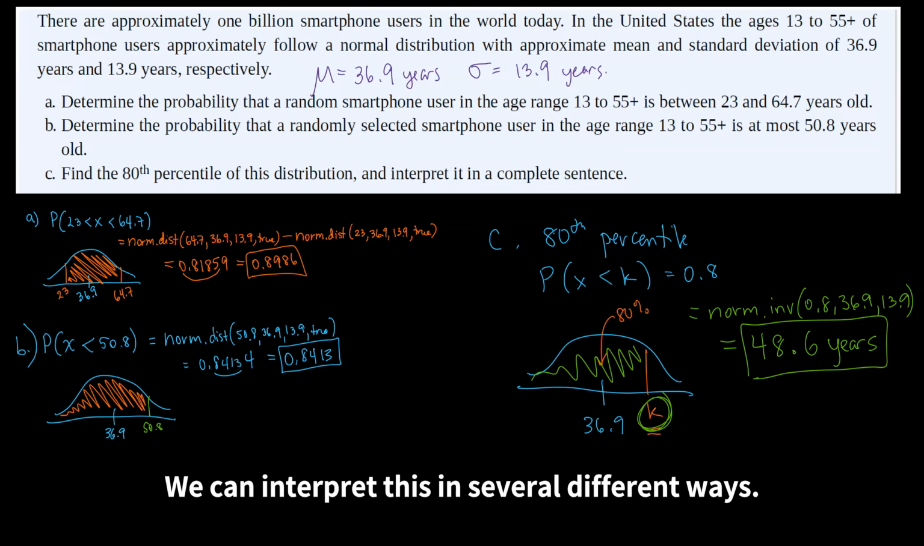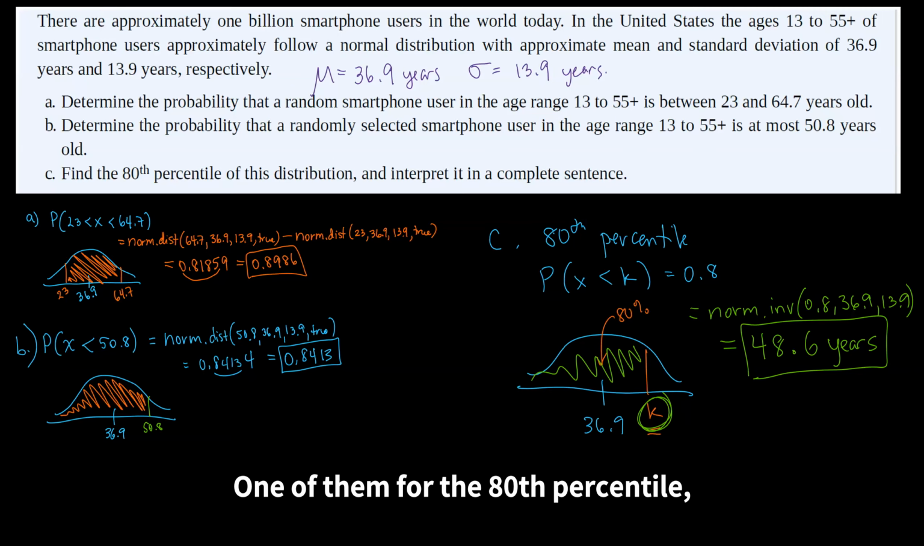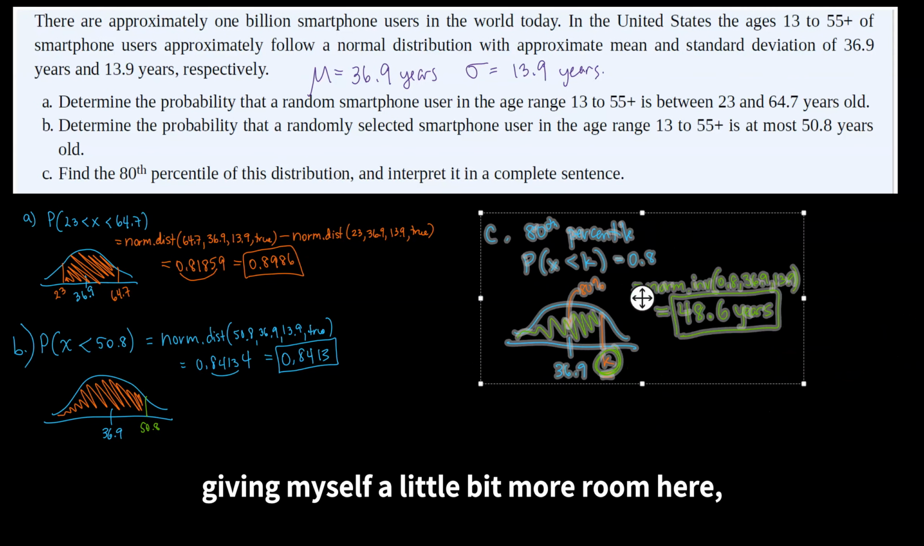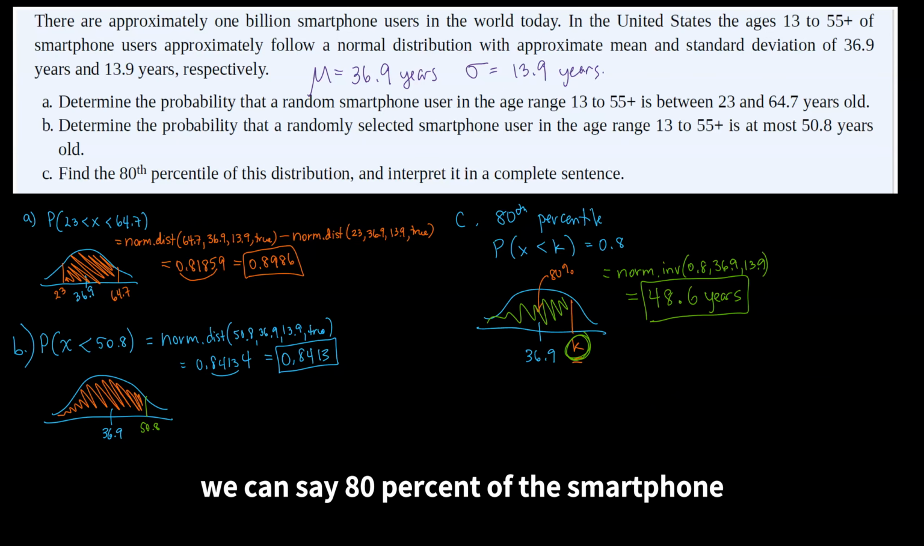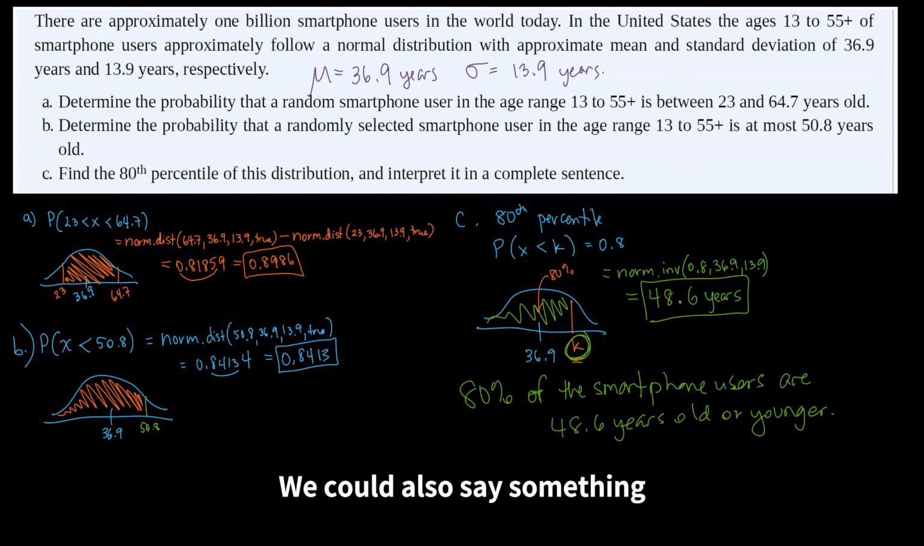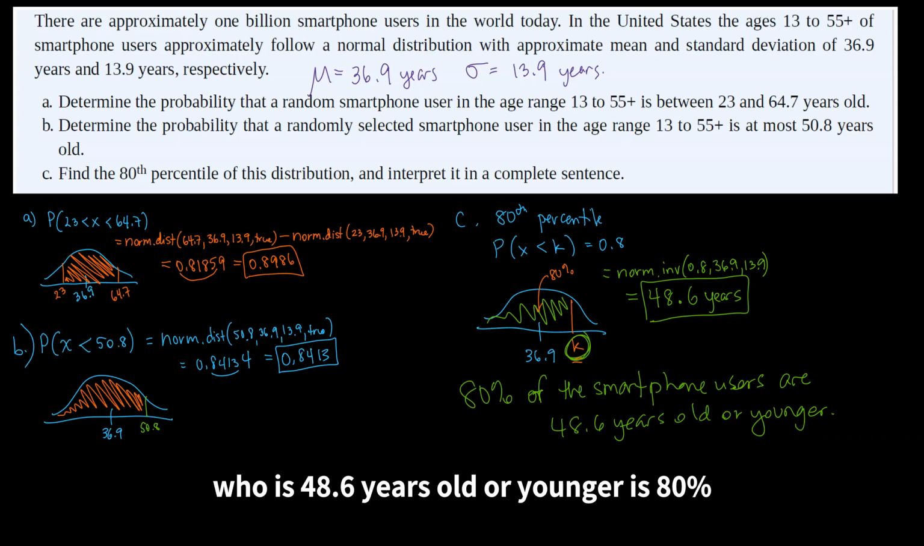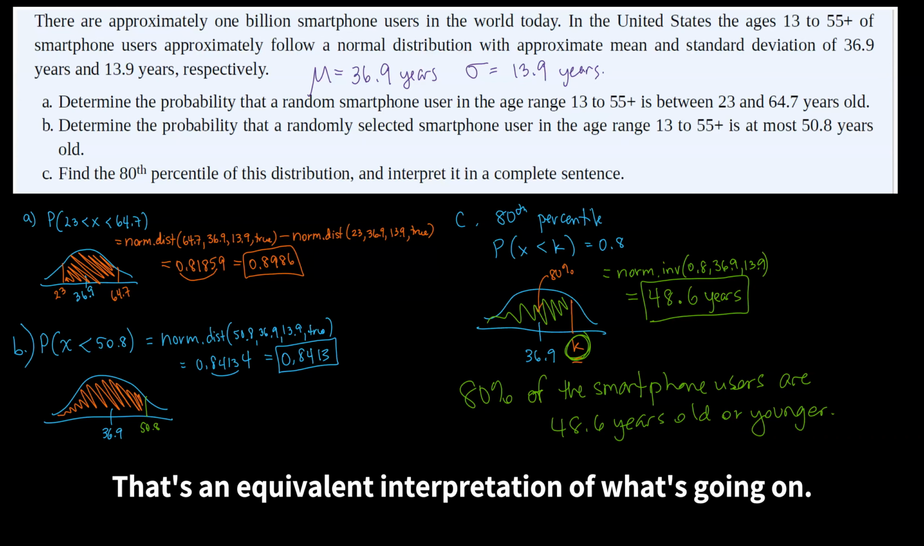We can interpret this in several different ways. One of them for the 80th percentile: 80% of the smartphone users are 48.6 years or younger. We could also say something along the lines of the probability that I select someone who is 48.6 years old or younger is 80%. That's an equivalent interpretation of what's going on.